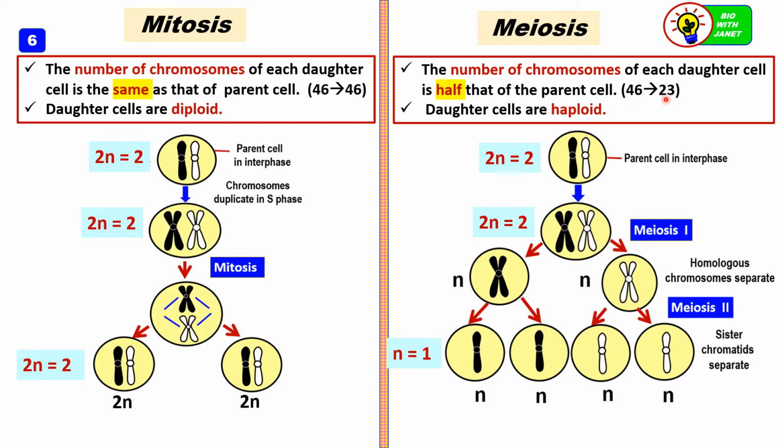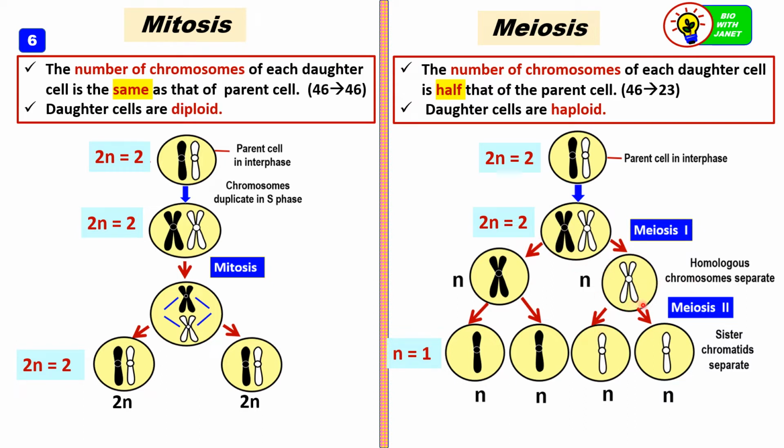Reduction division, because in meiosis, in this type of cell division, the daughter cells have only half the number of chromosomes compared to the parent cell. The number of chromosomes has been reduced to half that of the parent cell. So as we can see here, starting off with a cell that has 2 chromosomes, like for mitosis, how is the number of chromosomes halved? You see, in meiosis 1, homologous chromosomes will separate from each other.